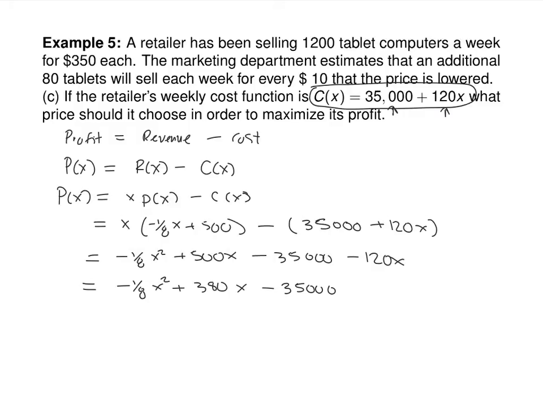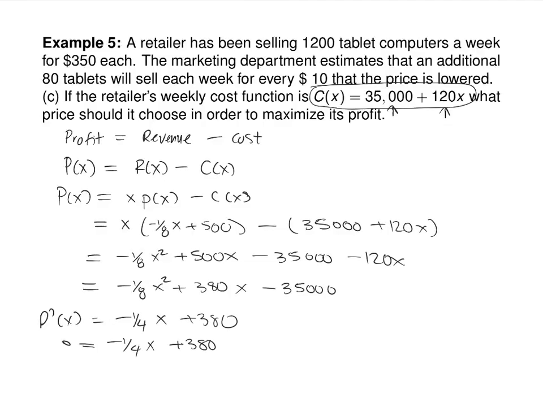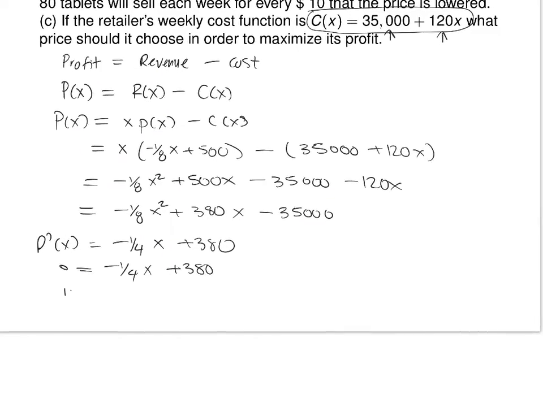Okay, now can you find the maximum of this function? Take the derivative. So P prime of X will be negative 1/4 X plus 380, right? Set it equal to 0. So 1/4 X equals 380, and X is going to equal, I got 1,520.